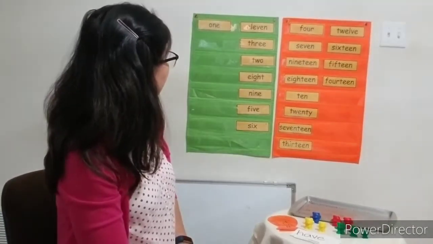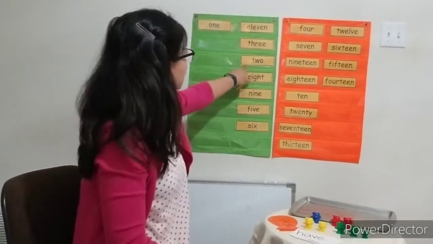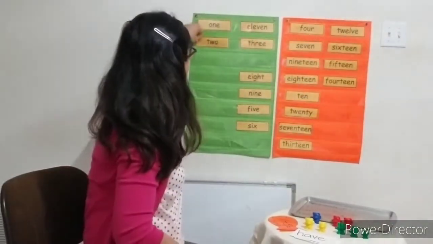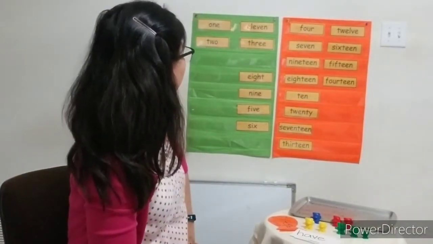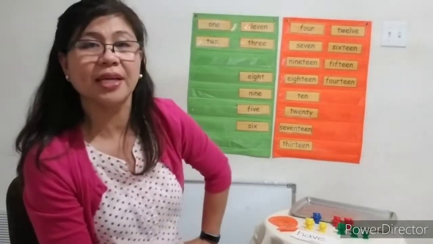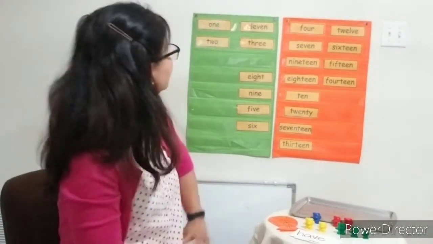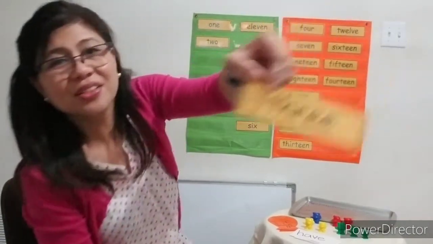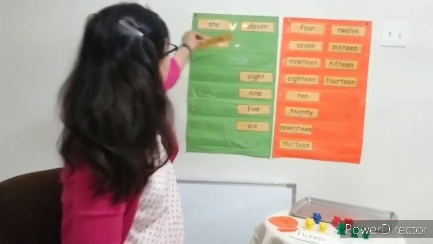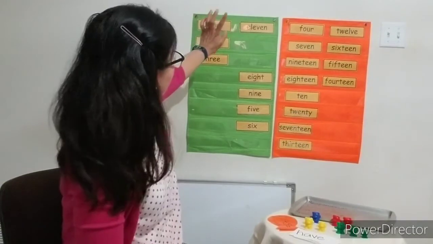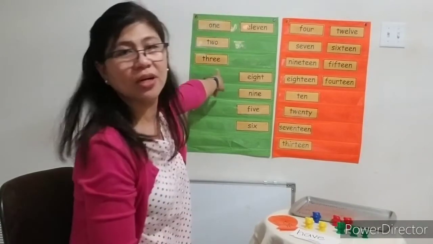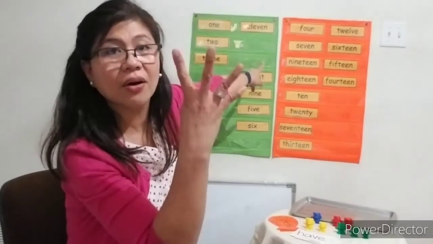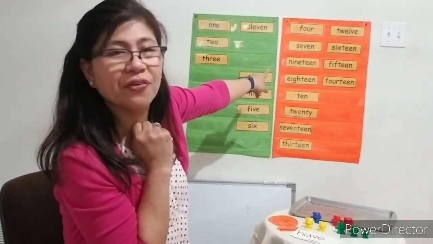T-W-O. T-W-O to make a number 2. There you go. So what comes after 2? 3. This is how we spell 3. T-H-R-E-E. T-H-R-E-E to make a number 3. There you go. What comes after 3? Did you say 4? Okay, how do we spell 4?